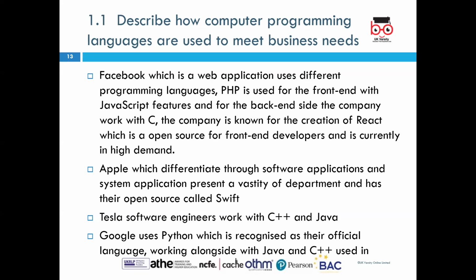Apple, which differentiates through various software applications and system applications, has a variety of departments, and they also have their own open source language, which is called Swift. Tesla software engineers all work with C++ and Java. Google is also coded with Python.